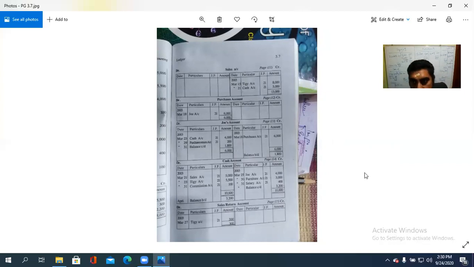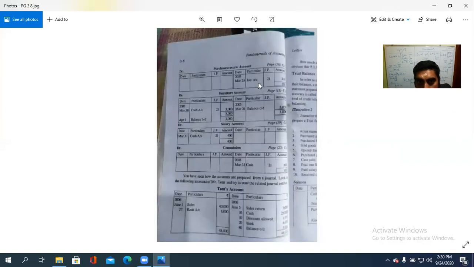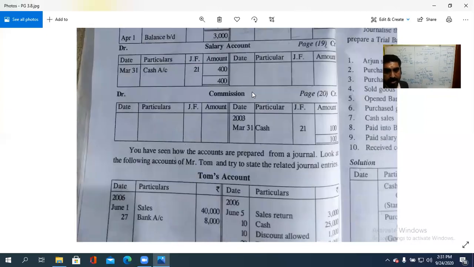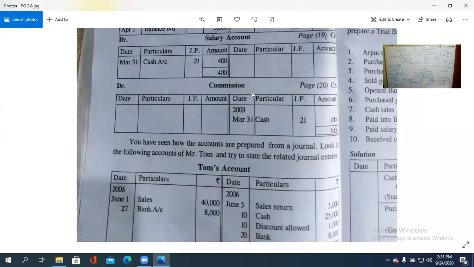So furniture account, this is an asset item, it should be tallied. So by balance carried down 3,000. So to balance brought down 3,000. Clear? Then the same, salary account, no need for balancing. Commission account, that is also no need for balancing. And then finally, you have seen that the accounts are prepared from a journal.